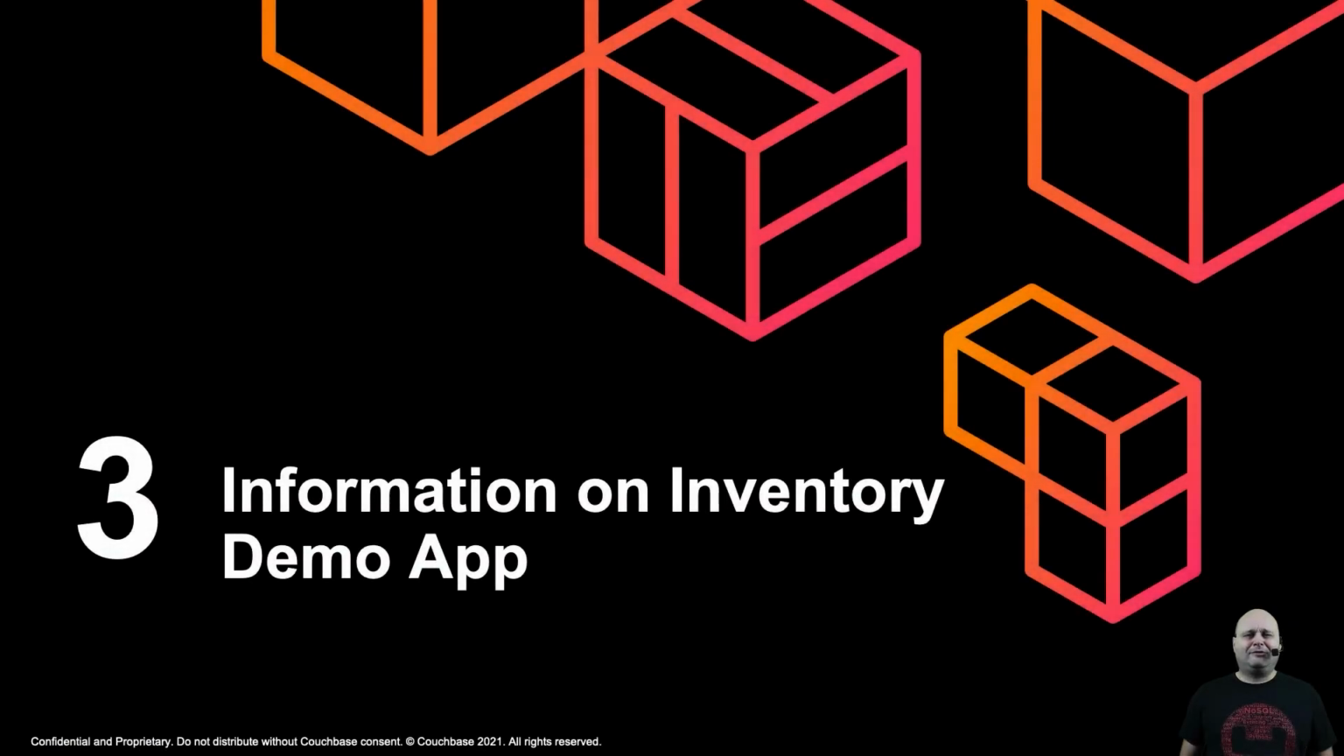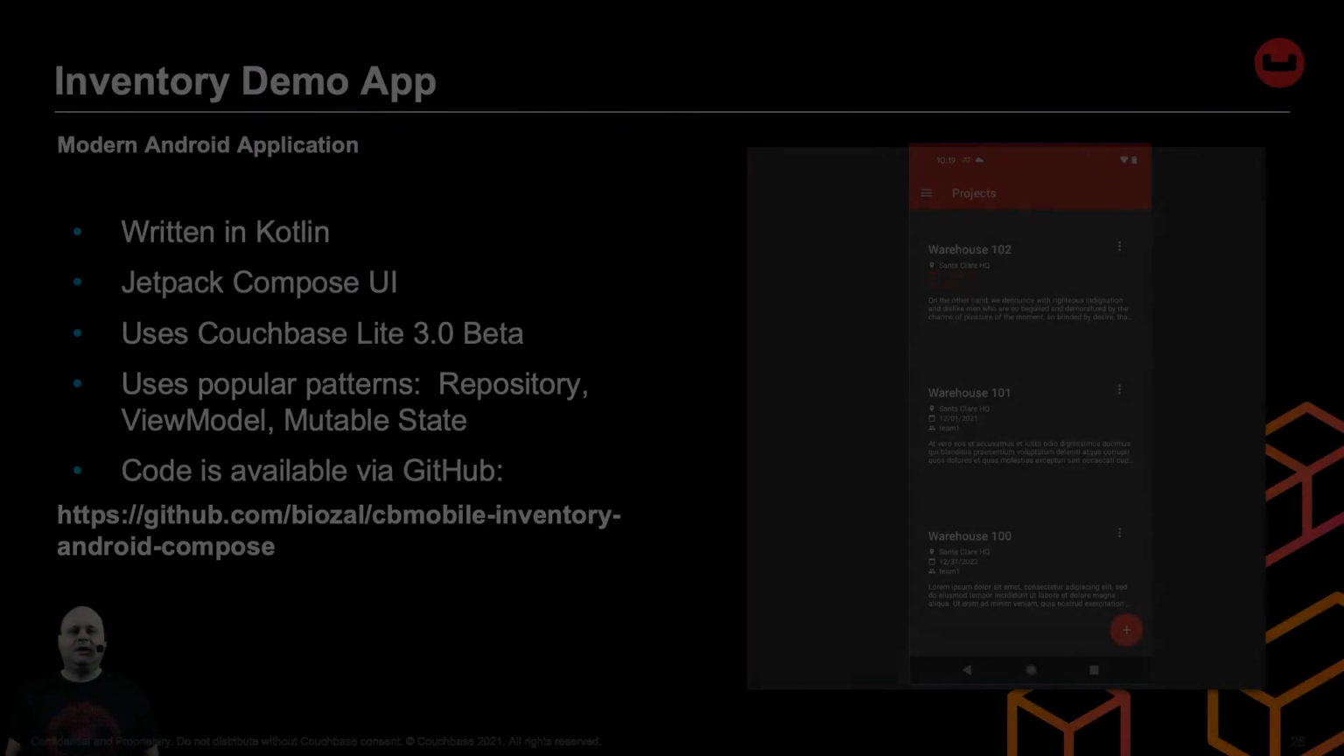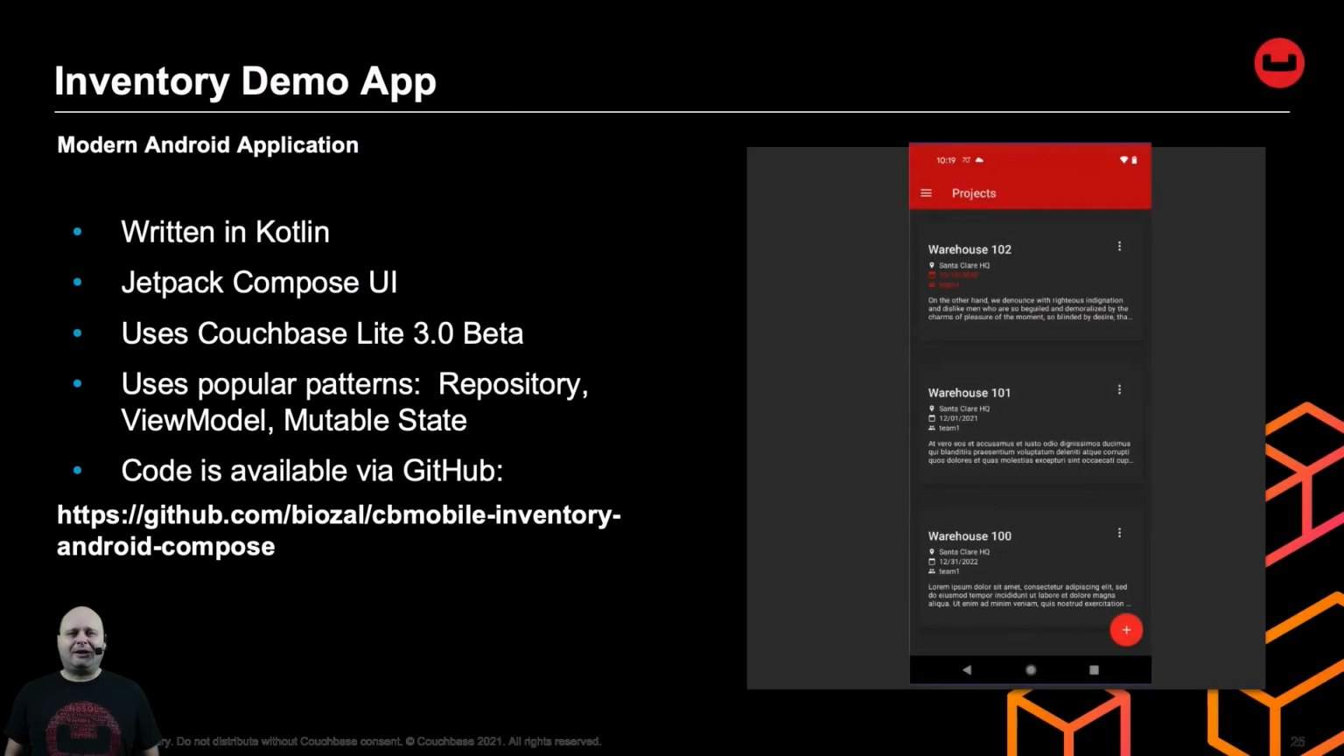Now that we've reviewed some of the basics of the various asynchronous flow APIs in Couchbase Lite, let's go over the inventory demo app. The inventory demo app is a modern Android application written in Kotlin and uses Jetpack Compose, the new UI framework that greatly reduces the amount of code it takes to display UI elements on the screen. The app also uses popular methodology between the UI and data access layers via patterns like the repository, view model, and mutable state. The full application code is available from GitHub at the URL provided in this slide.